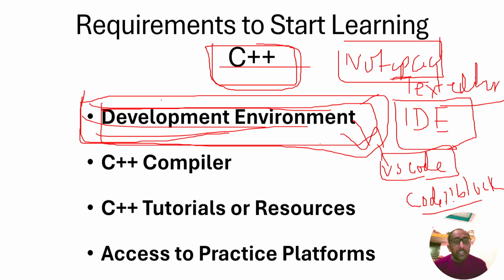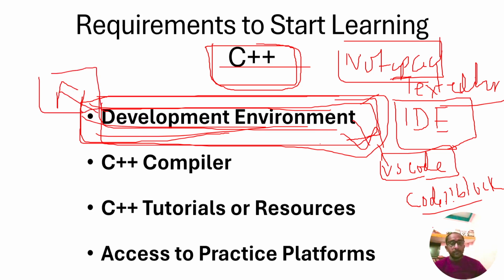These are the first point, the development environments. Before starting, what are the requirements to learn C++ programming, or where do we write our program? The first thing is the development environment, the integrated development environment, like VS Code. It is the place where we write our code. That is called the development environment. The second one is the C++ compiler.